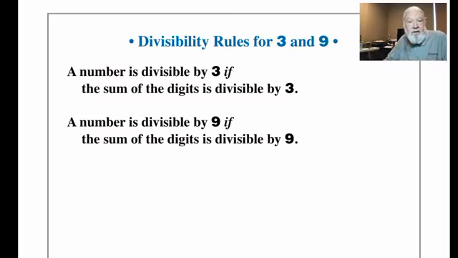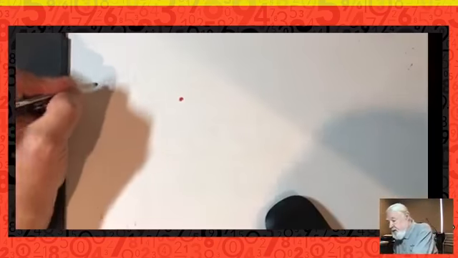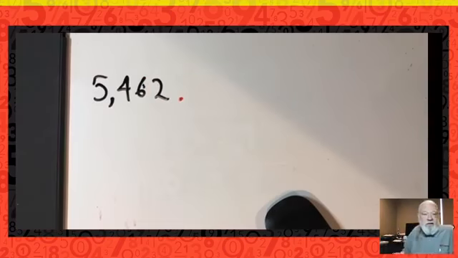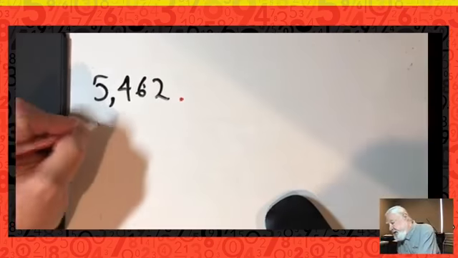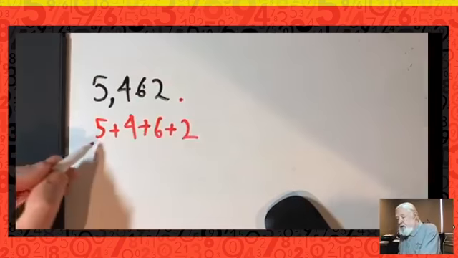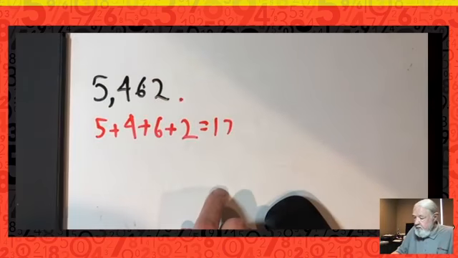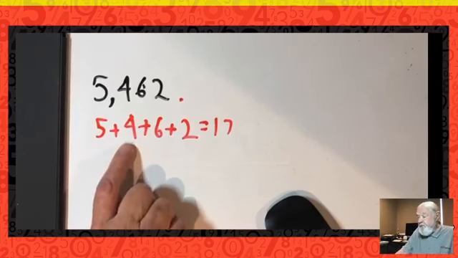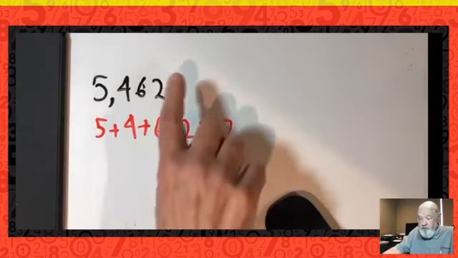So let's take a look at this example. Let me make that a little bit bigger there. 5, 4, 6, 2. And our strategy for 3 says to add up the digits. So if we take 5 plus 4 plus 6 plus 2, so we've got 9, 15, 17. And turns out that 3 does not go into 17, and 9 does not go into 17, so neither of those numbers will go into this particular number here.